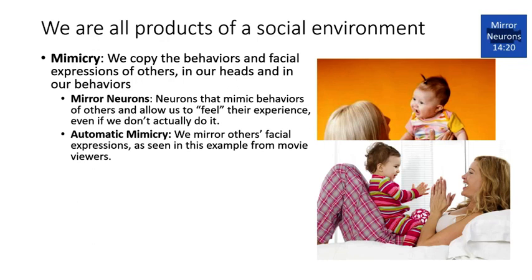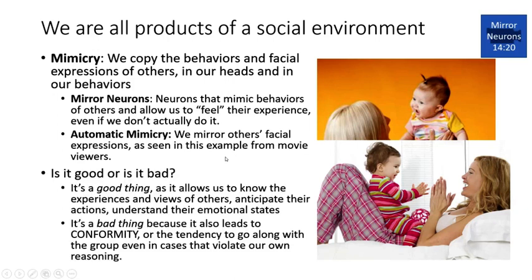So the excellent video talked about mirror neurons, the mechanisms in our brain that cause us to mimic and make it socially advantageous, and then automatic mimicry. So the mirror neurons allow us to feel it even if we don't do it. And the automatic mimicry is the actual mimicking or the actual doing of a behavior.